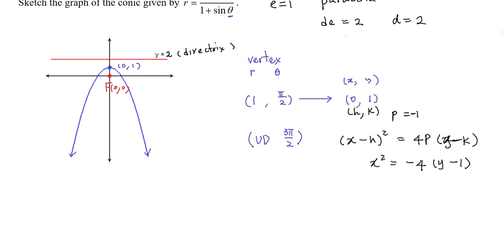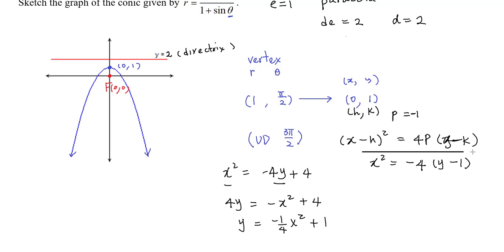Now, you're welcome to rewrite this in more conventional notation. So x squared equals negative 4y plus 4. And then you can swap these two, so 4y is equal to negative x squared plus 4, and you divide by 4: y equals negative 1 over 4 x squared plus 1. That will be a more conventional y as a function of x, but this is just fine as a rectangular equation. And when it comes to parabolas, that's all you need.